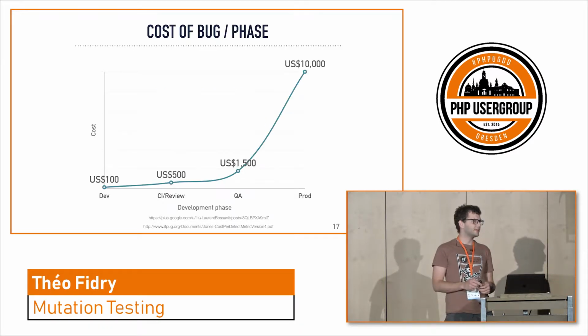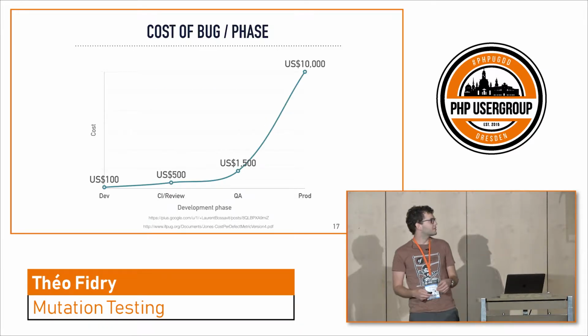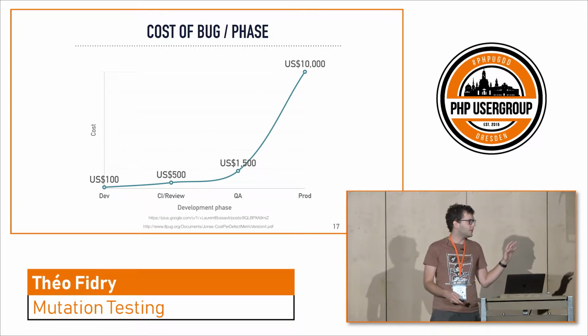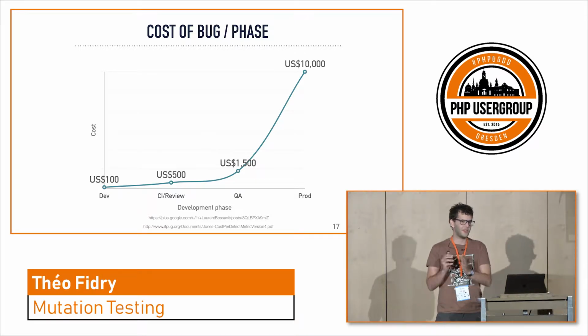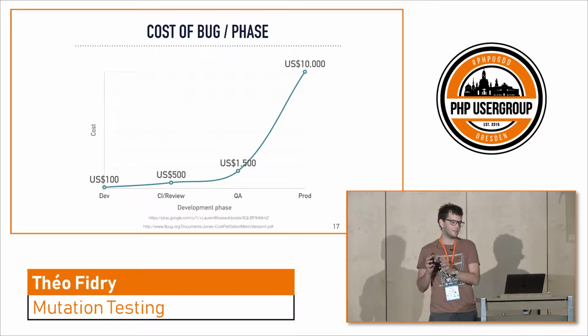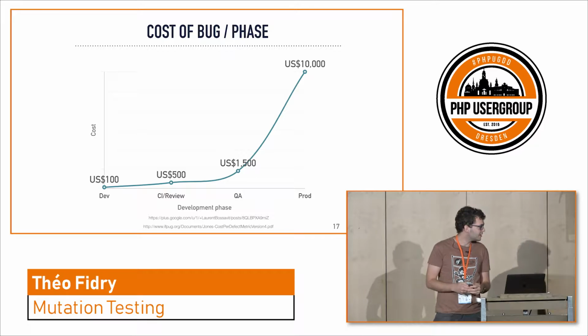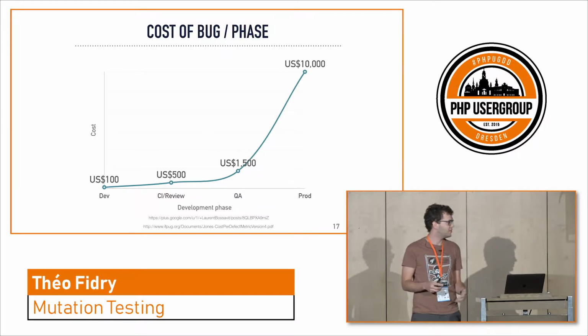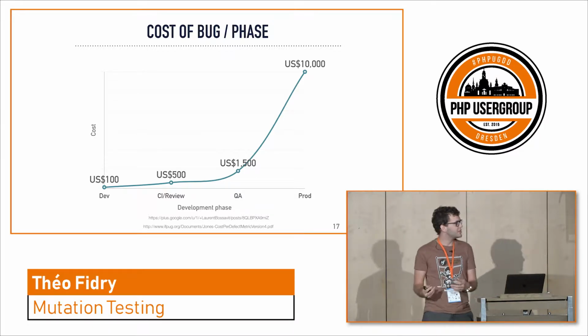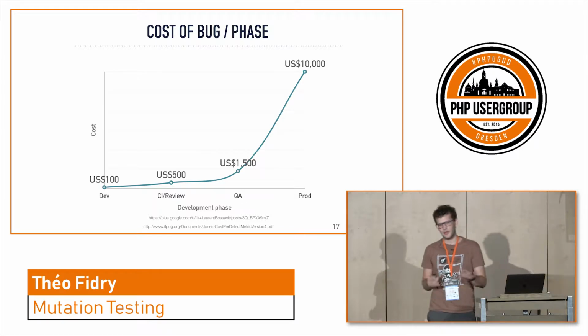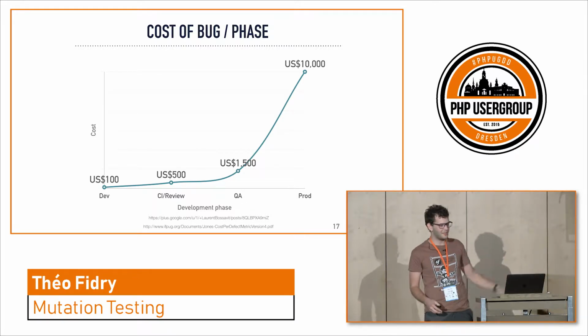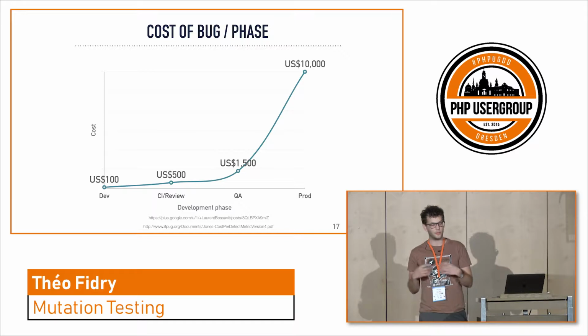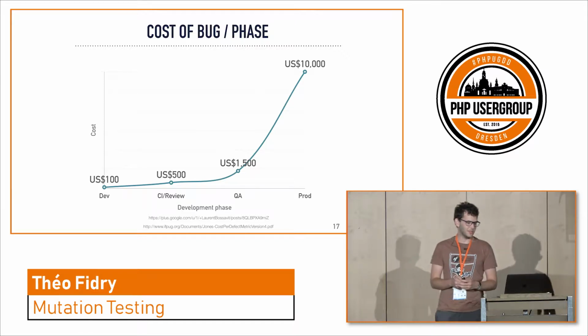And now if we take a look at bugs, this graph is the cost of a bug depending on which phase that bug is being discovered at. So you can say $100 during development time on your local machine, whereas on production it's $10,000. We can always argue about the numbers. You have sources, you have a debate, link to a debate. We can always question those numbers.